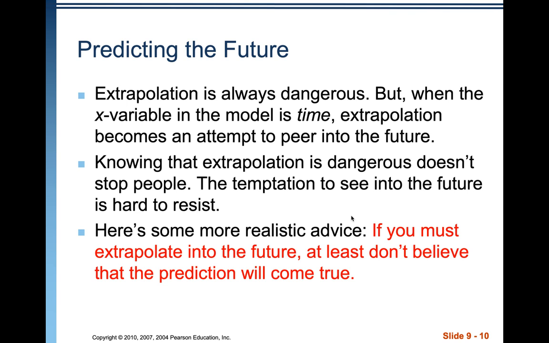Extrapolation is always dangerous, but when the x variable is time, it becomes essentially an attempt to peer into the future. But you know what? Knowing that extrapolation is dangerous doesn't stop people. The temptation to see into the future is hard to resist. People want to make plans for the future, and these models are the best models we have. But you've got to give yourself a big margin of error. If you are in a position where you have to extrapolate into the future, at least don't believe that your prediction is going to be terribly accurate. It's maybe the best information you have, and you may be making the best prediction you can, but just know that it's pretty dicey.